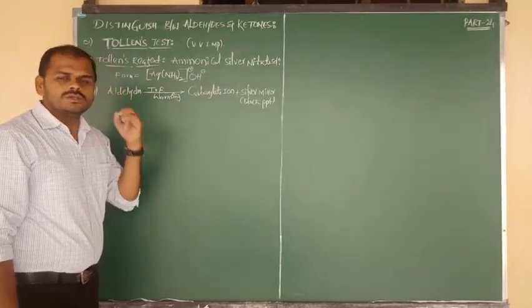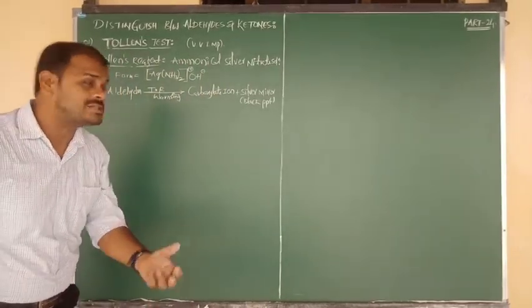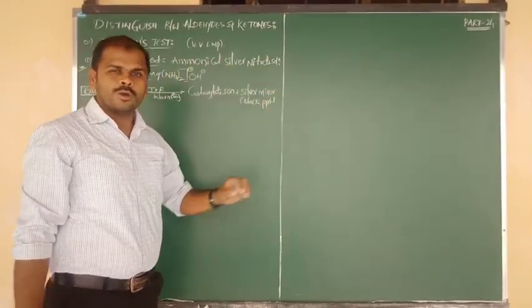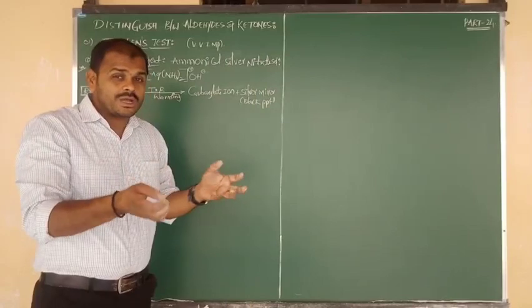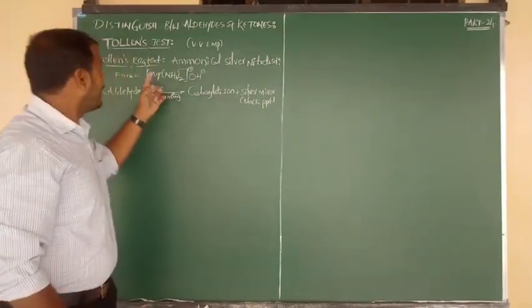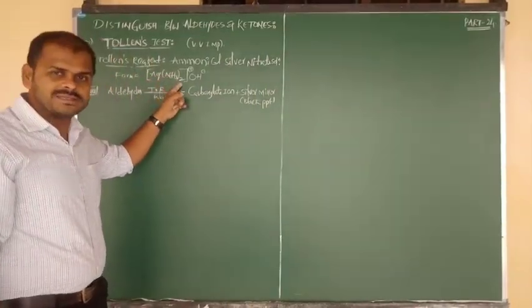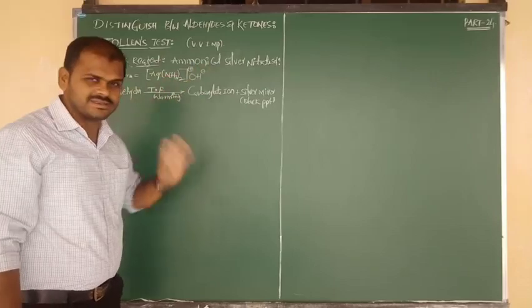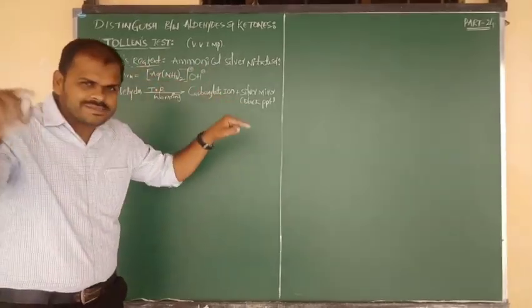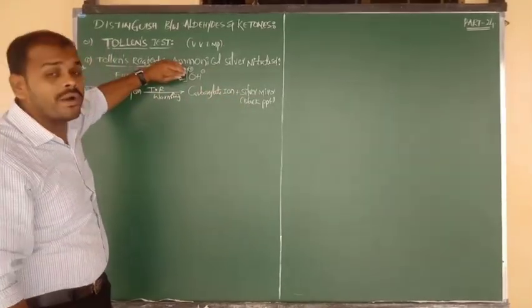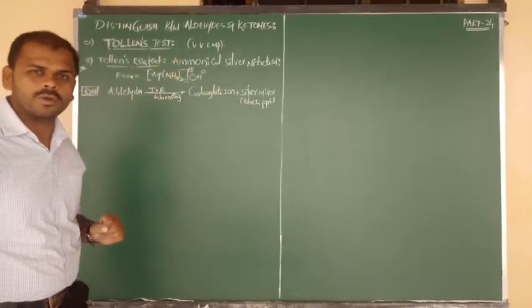Okay, all of you, once again, what is meant by Tollens reagent? Ammoniacal silver nitrate solution is called Tollens reagent. In that solution, what is the final formula you find? [Ag(NH3)2]OH. But we have to write [Ag(NH3)2] in square brackets because it is a coordination complex. Okay, beta?